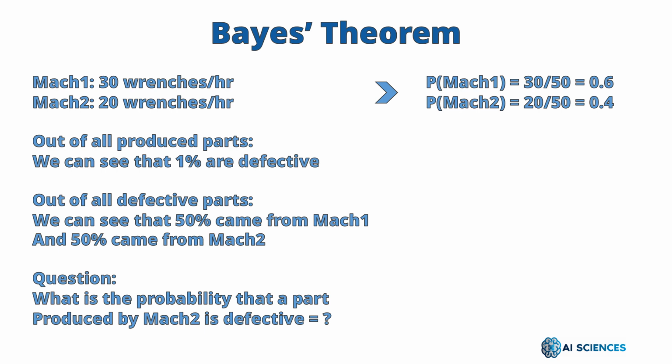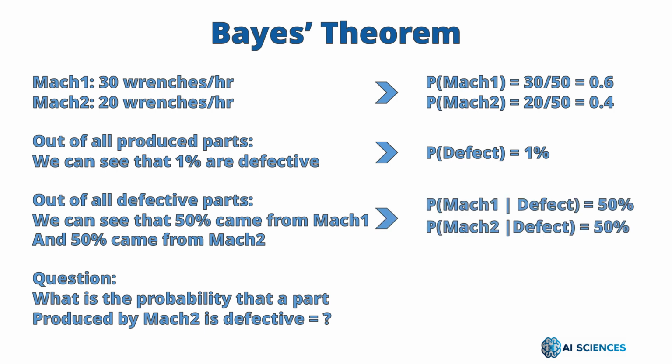Now we know that of all of these wrenches, 1% are defective. So we can write it down this way, that is, probability of defect is equal to 1%. And out of all defective parts, 50% came from machine 1 and 50% came from machine 2. So we can write it down this way: the probability that a wrench from machine 1 is defective is 50%, and the probability that a wrench from machine 2 is defective is 50%.